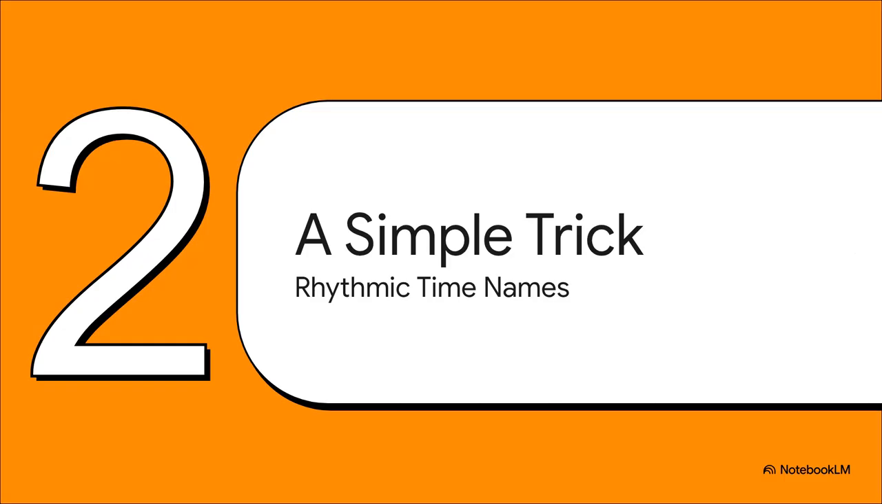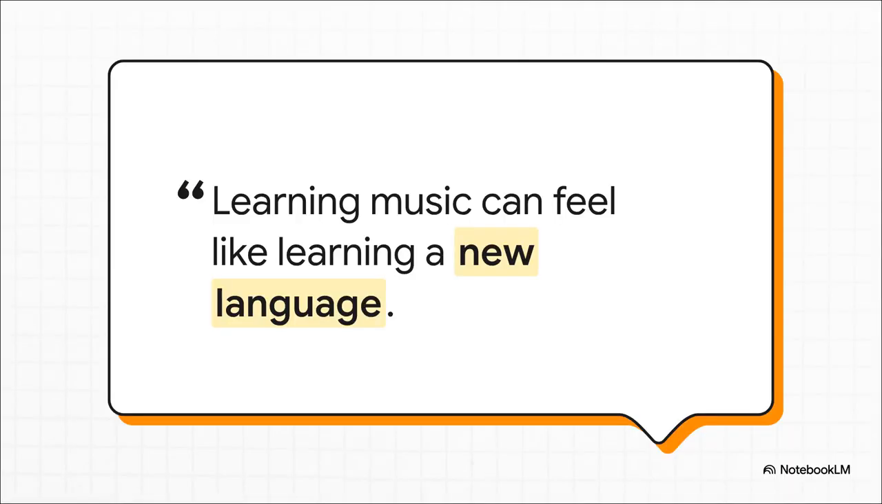So, how do we turn those different notes on the page into actual sounds? Well, this is where our secret key comes in. It's a really simple but powerful trick called rhythmic time names. And that's exactly why this works so well. If you think of music as a new language, then these time names are basically your pronunciation guide. Instead of just seeing a weird symbol, we're going to give it a name, a sound we can actually say out loud. It turns something you see into something you can hear and feel.